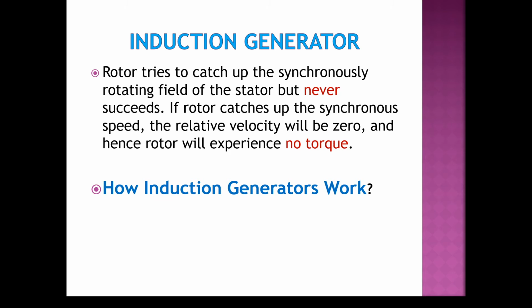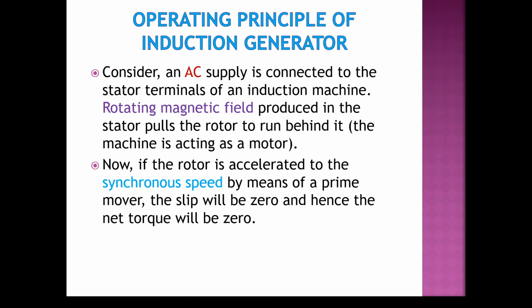Now the rotor always tries to catch up the synchronously rotating field of the stator, but it can never catch it. If it catches the speed, then slip will be zero or relative velocity will be zero, and hence torque is also zero. So machine will not rotate when torque is zero. Okay. So how does an induction generator work? Let us see the operating principle of induction generator.